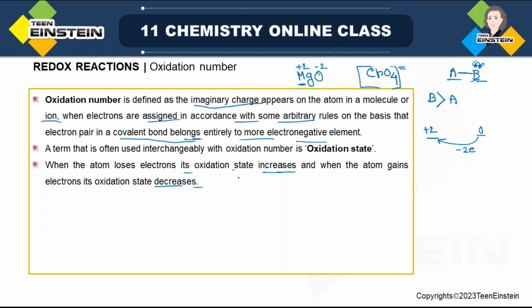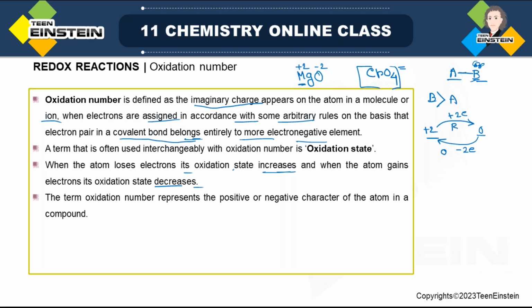Losing electrons is oxidation. So if you consider this direction, it is loss of electrons. But if you consider the other direction, it is gain of 2 electrons, so this is basically reduction, and this is basically oxidation.